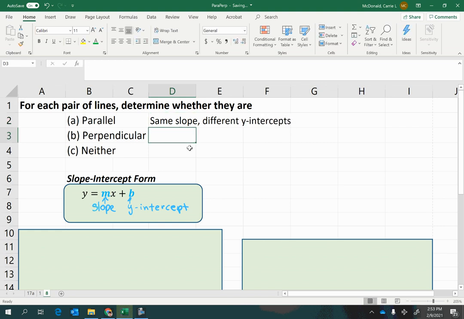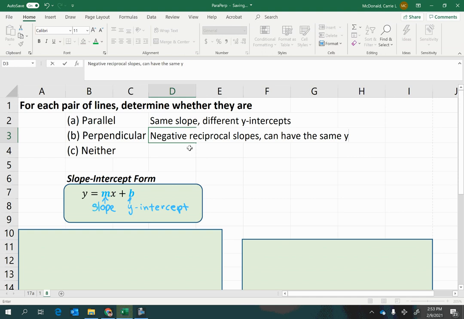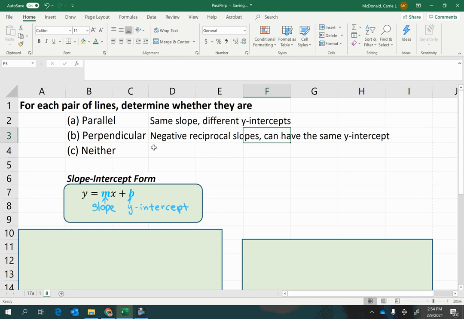and perpendicular lines will have negative reciprocal slopes, and they can have the same y-intercept because it's possible, since perpendicular lines have a 90 degree angle, they cross perfectly at a right angle, so they could be crisscrossing on the y-axis at the same point. So it is possible, but it doesn't have to be. They can have the same y-intercept. And then if you don't have one of these two things, then you just say it's neither one.